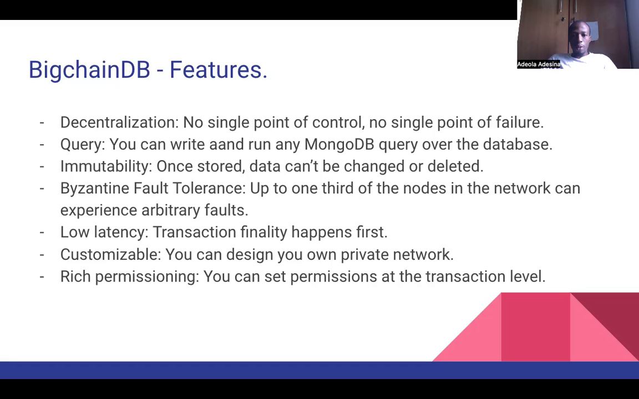Byzantine fault tolerance says that up to 1/3 of the nodes in the network can experience arbitrary faults and will still be fine. That means that if we have 10 companies sharing data with each other, up to 3 or 4 companies going rogue means that we are still fine, right? So if there is a problem with 1/3 of the nodes in the network, or if there's a problem with 1/3 of the participants in that network, we are still fine. That's what Byzantine fault tolerance means.